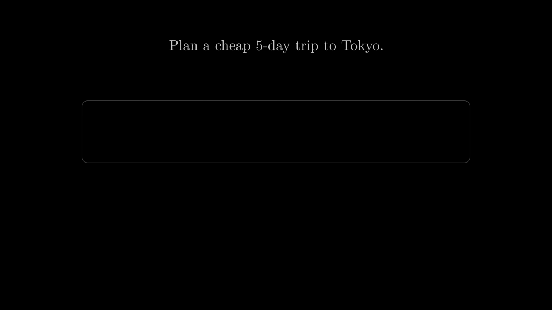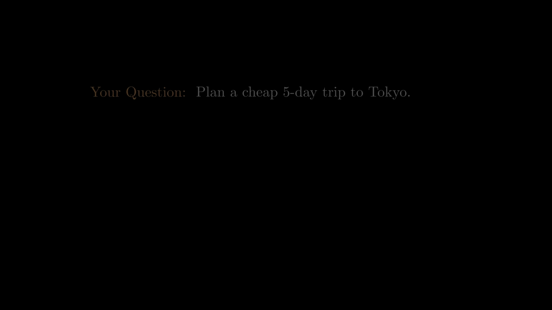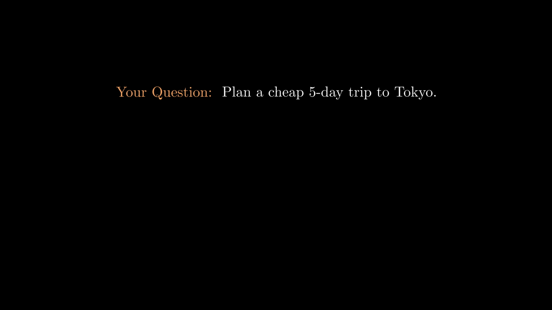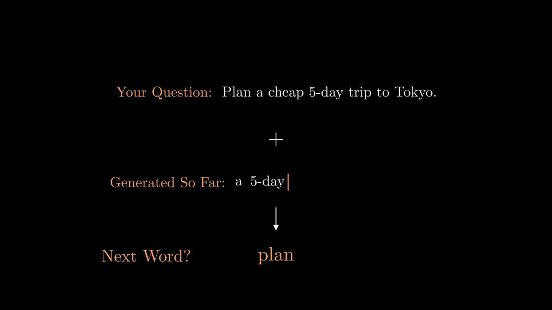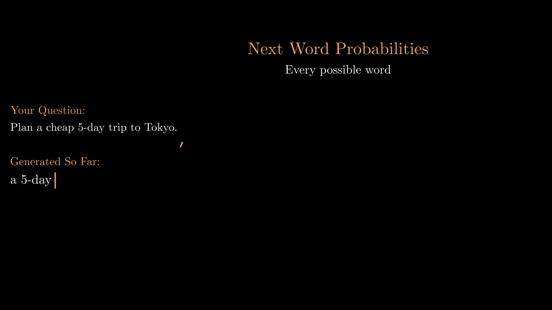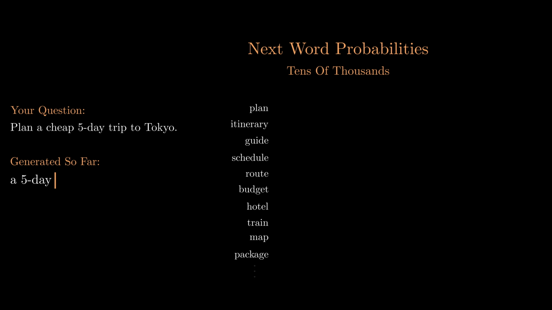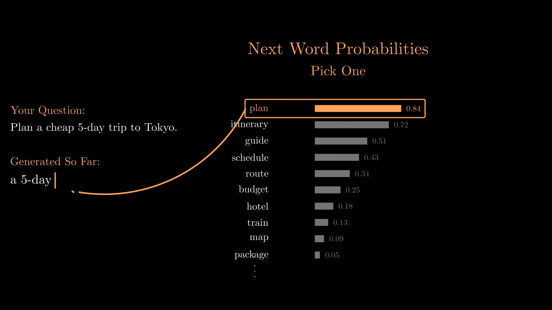The model never starts with a full response. It builds it, one word at a time. At each step, it looks at everything it has so far, your question, and every word it has already generated, and tries to figure out what is the most likely next word. Behind the scenes, it assigns a probability to every possible word it knows. Not just a few options, tens of thousands. Each one gets a score. And from that entire list, it picks one.